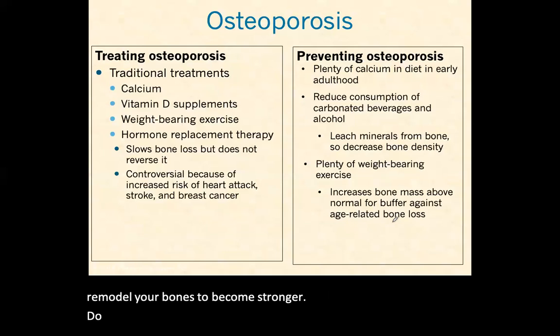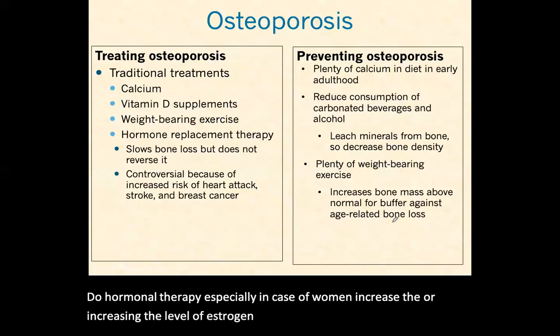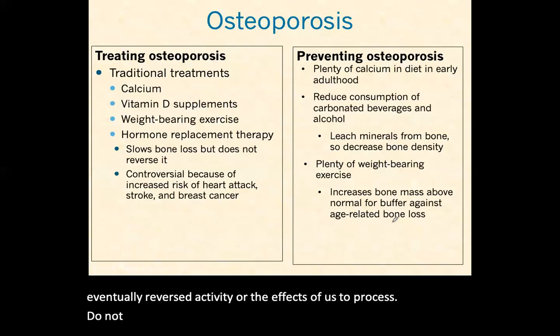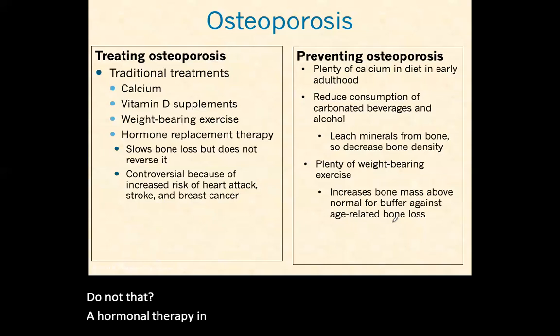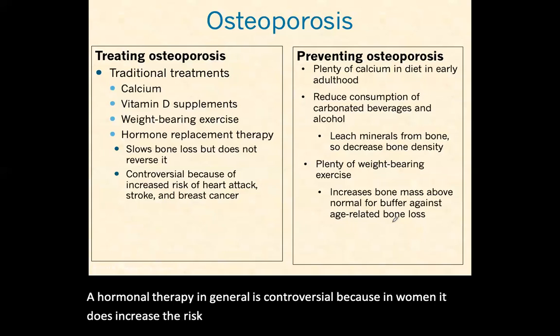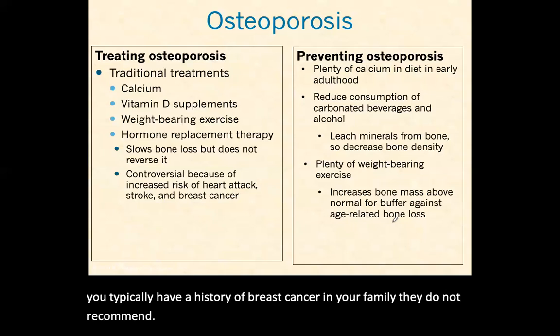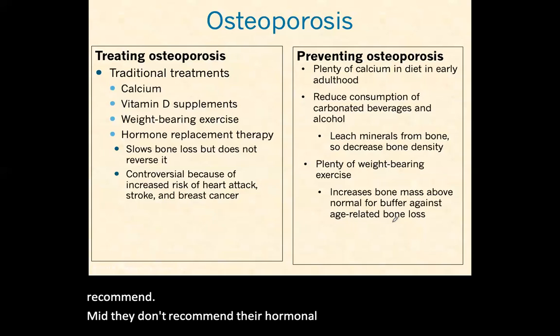Do hormonal therapy, especially in the case of women. Increasing the level of estrogen could help you slow down and then eventually reverse the effects of osteoporosis. Do note that hormonal therapy in general is controversial because in women, it does increase the risk of heart attack, stroke, and breast cancer. So if you have a history of breast cancer in your family, they don't recommend hormonal therapy for that individual.